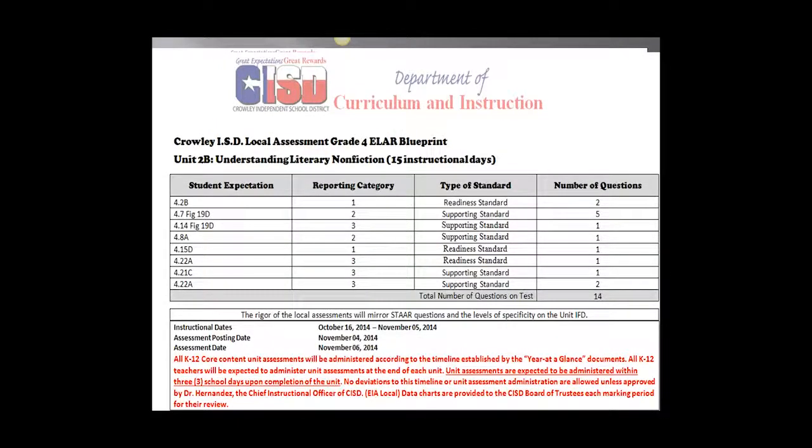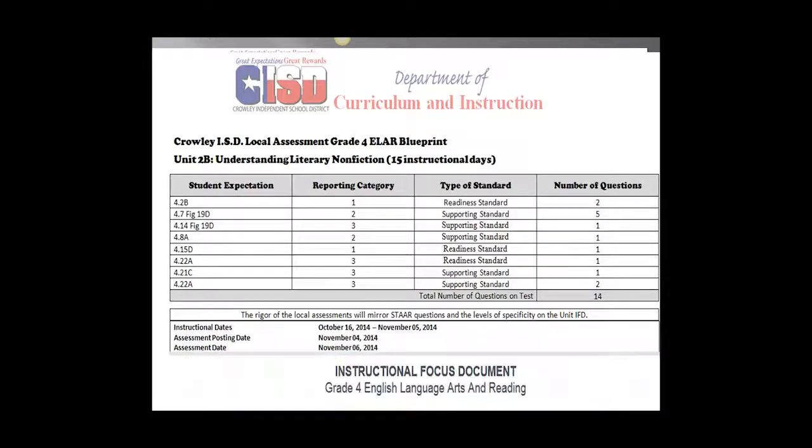Unit 2B is Understanding Literary Nonfiction. There are 15 instructional days from October 16th through November 5th. The assessment will be posted on November 4th, and the assessment should be given by November 6th. Unit assessments are expected to be administered within 3 school days upon completion of the unit.